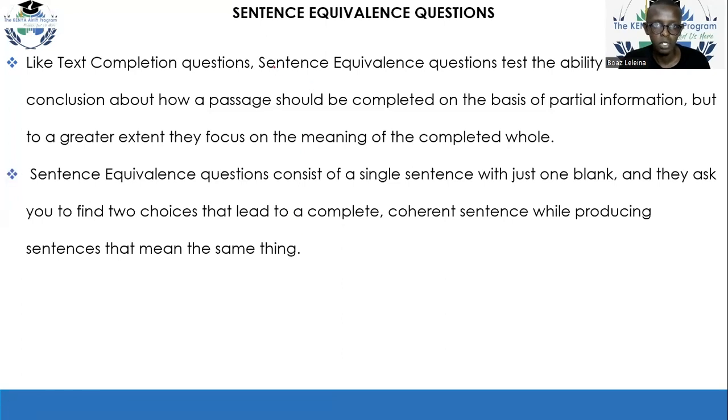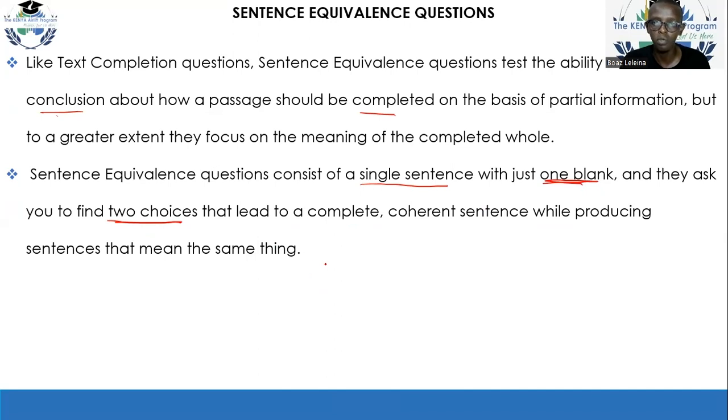For the next type of questions that we have are the sentence equivalence questions. So like text completion questions, sentence equivalence questions test the ability to reach a conclusion about how a passage should be completed on the basis of partial information, but to a greater extent, they focus on the meaning of the completed whole. Sentence equivalence questions consist of a single sentence with just 1 blank here. So you just have 1 blank and they ask you to find 2 choices. You're asked to find 2 choices that lead to a complete, coherent sentence while producing sentences that mean the same thing. So what does this mean?